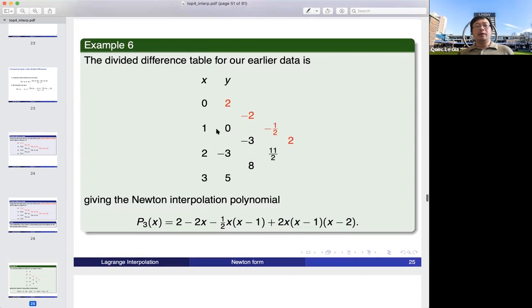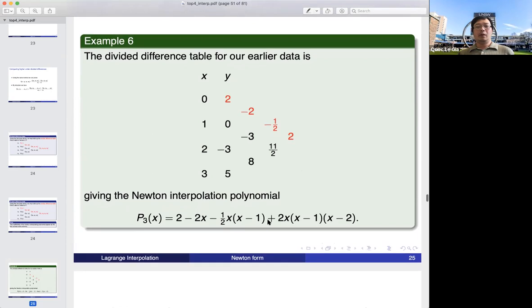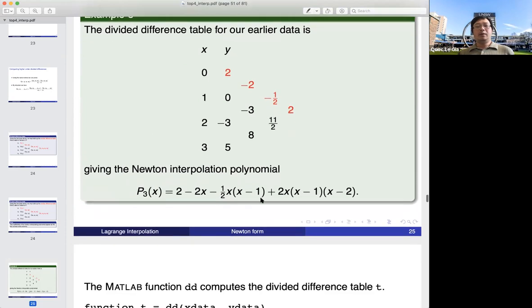And suppose you have new data. Suppose x equals 0, 1, 2, and 3. Tomorrow I wake up and I get x equals 4, y equals 6. Then I just add on some more coefficients and write down another polynomial. So you don't have to redo all the polynomials like in Lagrange. You just add on a new polynomial.